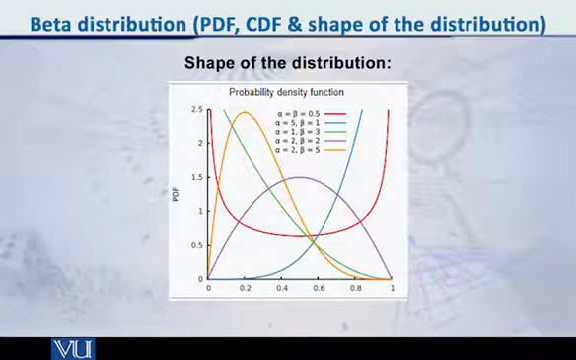इसी तरह, last but not the least, on this graph, you can see that when alpha is equal to 2 and beta is equal to 5, it is a nice, moderately positively skewed shape. So this is very interesting. कि ये जो density function है, it generates so many different shapes for different values of alpha and beta.